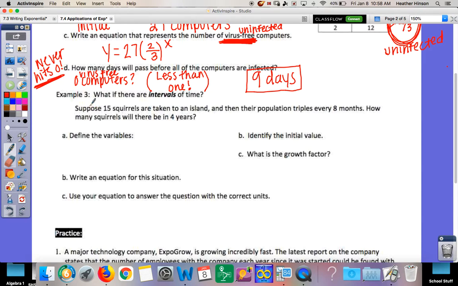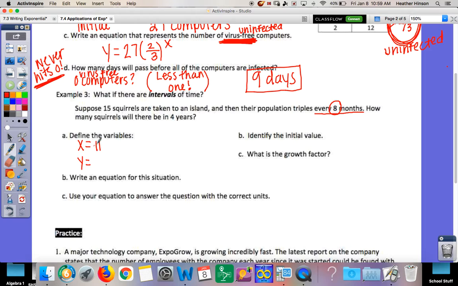So for this one, suppose 15 squirrels are taken to an island and then their population triples every 8 months. How many squirrels are there left in year 4? This is what I'm talking about. This doesn't just say it triples every year or it triples every month. This is a very specific amount of time. For these, our variables also have to be that specific amount of time. So when we do our variables, for x, we're going to use 8 months, not just months.